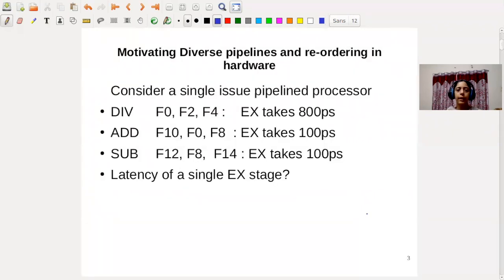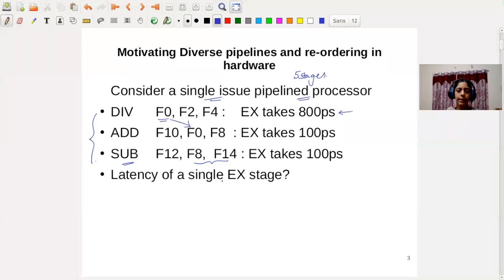So first let us look at this piece of code here. This is on a single issue pipelined processor containing 5 stages. We have a div operation whose result is used by the next instruction add, and then there is a sub instruction whose sources are independent of the previous instructions. The div takes 800 picoseconds for the EX stage, the add takes 100 and the sub takes 100.